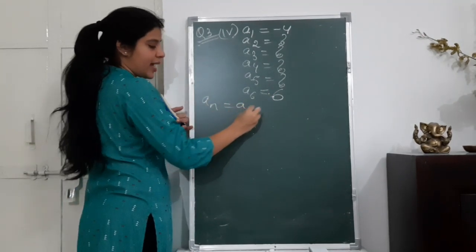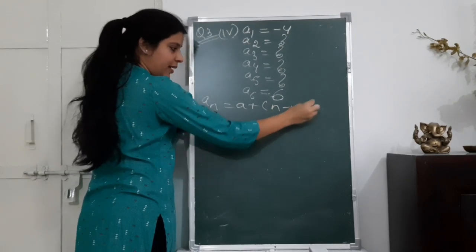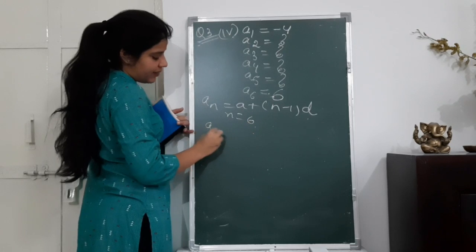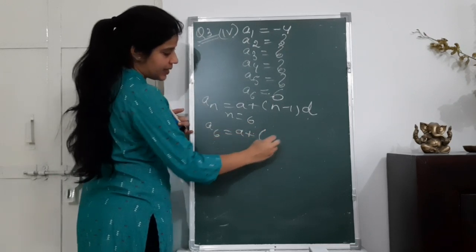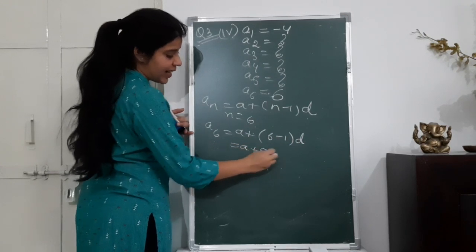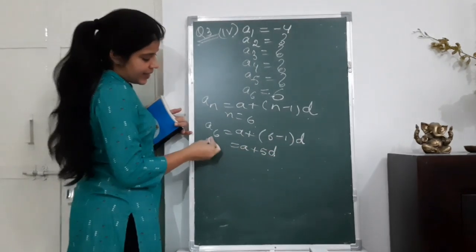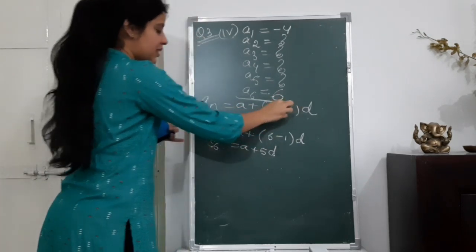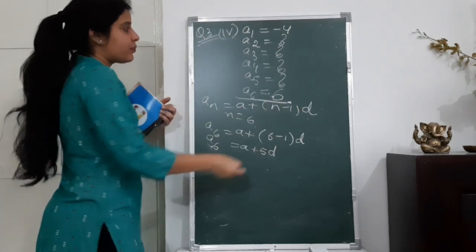Now let's see. AN is equal to A plus N minus 1 into D. So if I put N as 6, I will get A6 is equal to A plus 6 minus 1 into D, which is equal to nothing but A plus 5D, right? A6 is equal to A plus 5D. What is A6 from here? A6 is equal to 6.